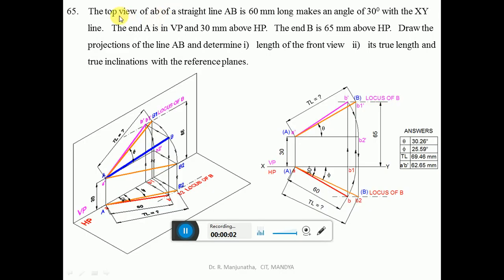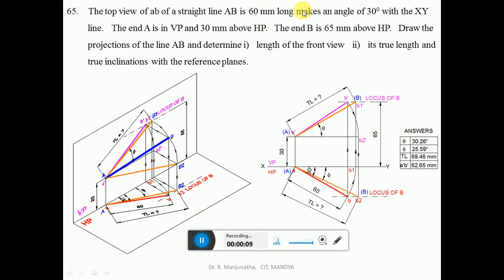The top view of a straight line AB, small ab, is 60 mm long and makes an angle of 30 degrees with the XY line. The end A is in VP and 30 mm above HP. The end B is 65 mm above HP. Draw the projections of the line AB and determine the length of the front view, its true length, and its true inclination with reference planes.